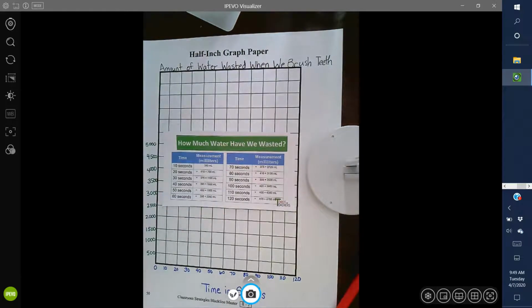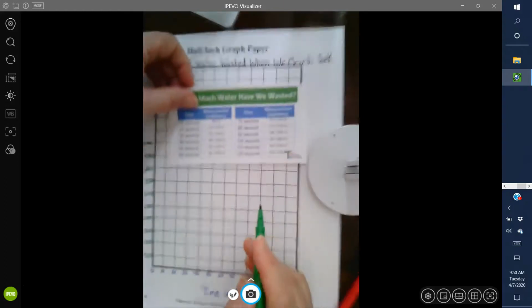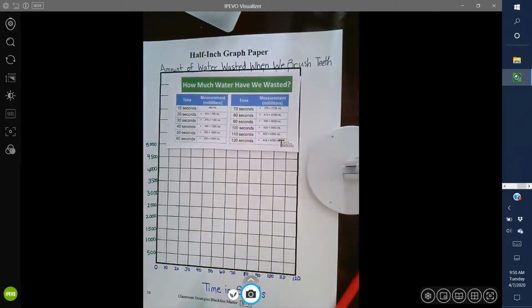There's no reason why I couldn't keep counting up higher. But since I know my highest data point is under 5,000, I can just stop there. And I'm going to set this up here. Okay, so now we have our graph completely set up for us to start recording the data points.